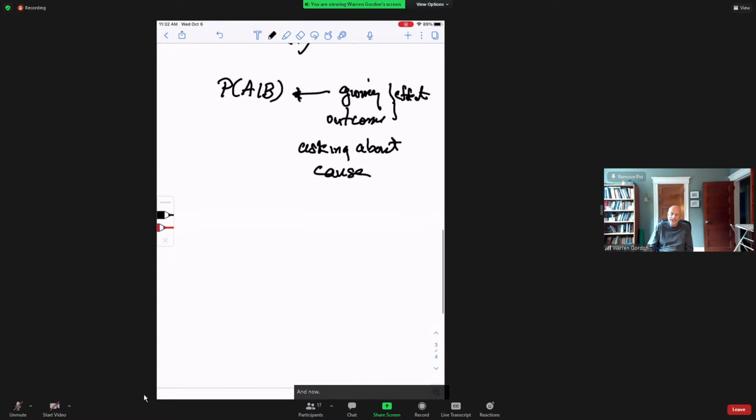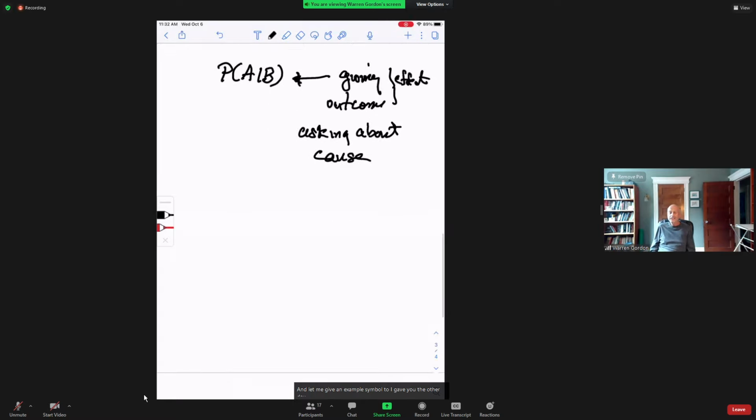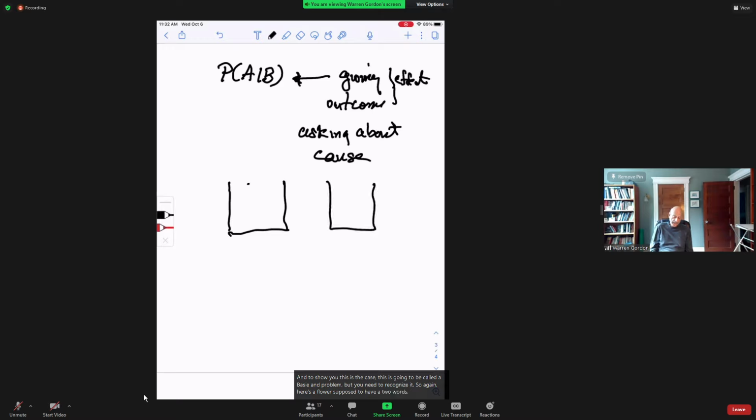And let me give you an example similar to the one I gave you the other day, to show you this is going to be called a Bayesian problem, but you need to recognize it. So again, here's the following. Suppose I have two urns. Say 10 red and 10 blue. This is urn one. And 5 red and 15 blue.